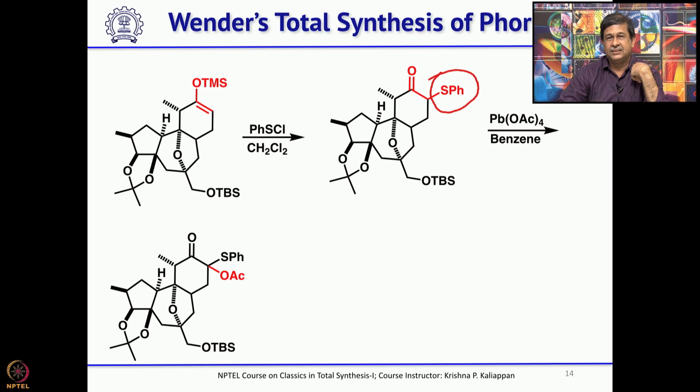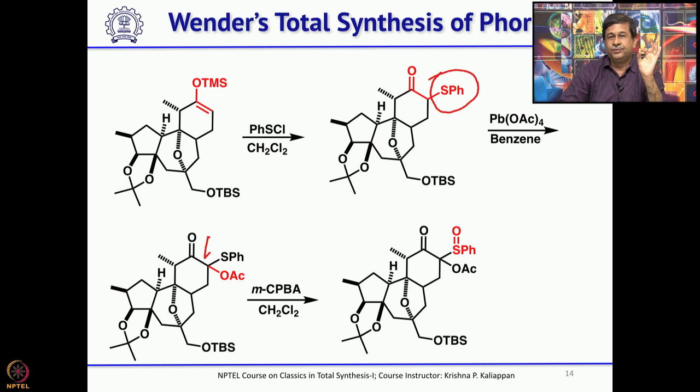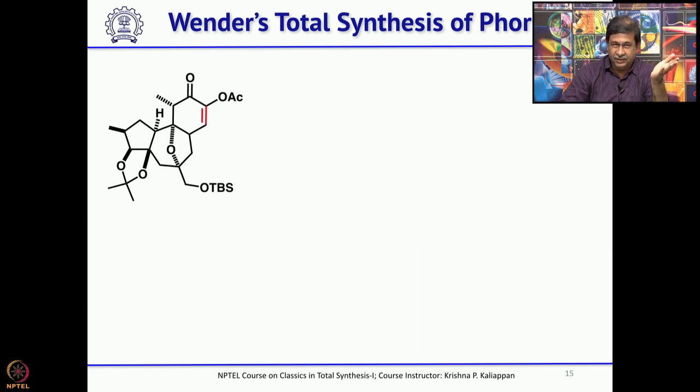Once you have the SPh, the phenyl sulfide should be oxidized. So what he did, he treated with lead tetraacetate to introduce the acetate alpha to the sulfur. This is a famous rearrangement. Try to find out what this rearrangement is. Now you oxidize the sulfide with mCPBA. S becomes sulfoxide. The phenyl sulfoxide, if you heat it, it will undergo syn elimination to introduce the double bond.